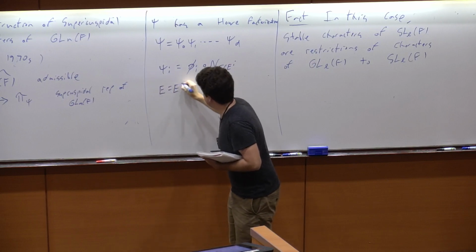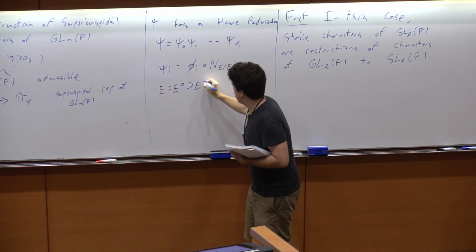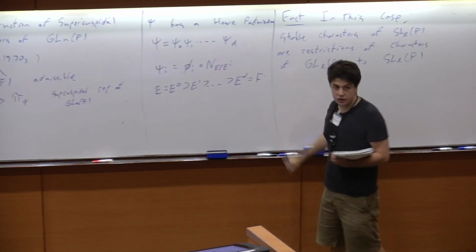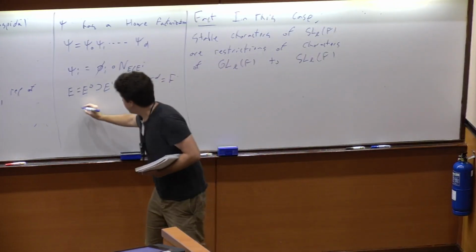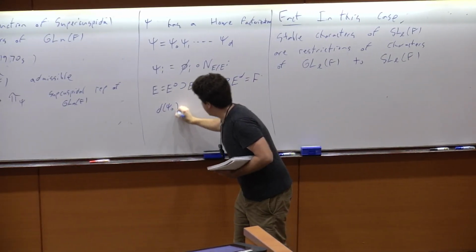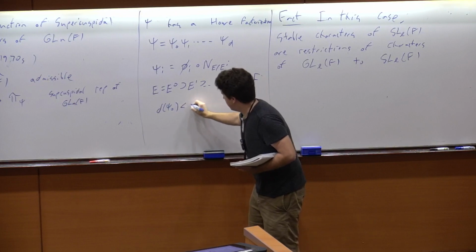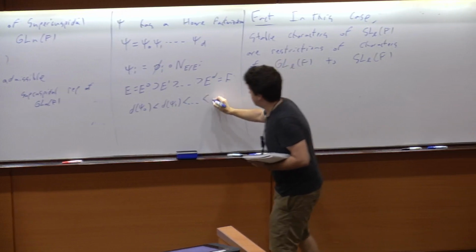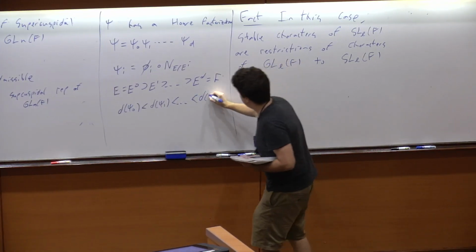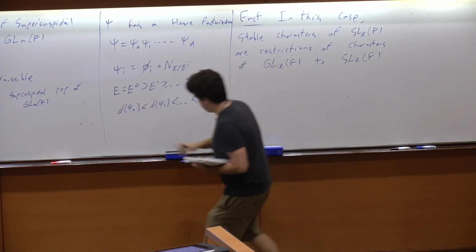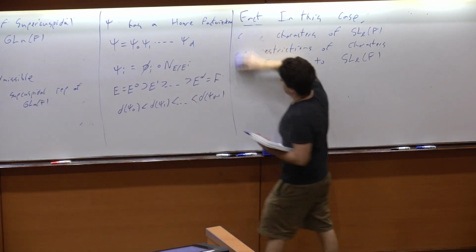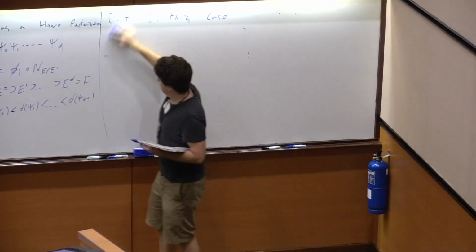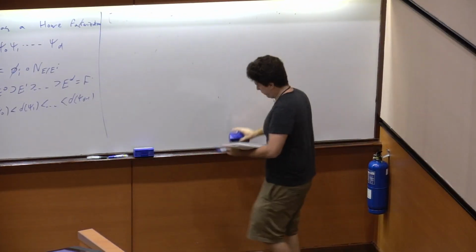E is equal to E0 containing E1, containing Ed, which is equal to F. And this is unique if we assert that the depths of these characters increase as you go down, where the depth of a character is basically the conductor of the character. Okay. And then he uses this factorization to compute supercuspidal characters of GLN.